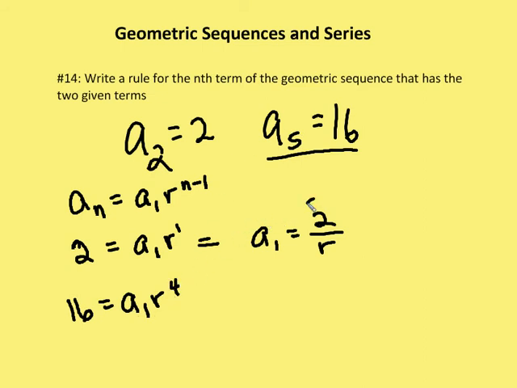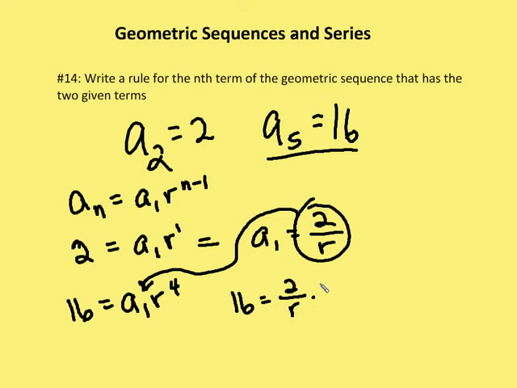Well, what I'm going to do is take this value for a sub 1 and plug it right in to this value for a sub 1. So I get 16 is equal to 2 over r times r to the 4th, which is the same as 16 is equal to 2 times r to the 3rd. So now I divide both sides by 2, and I get 8 is equal to r to the 3rd.